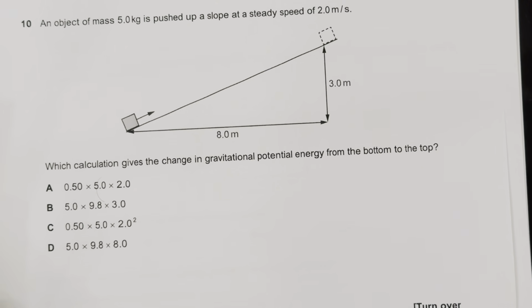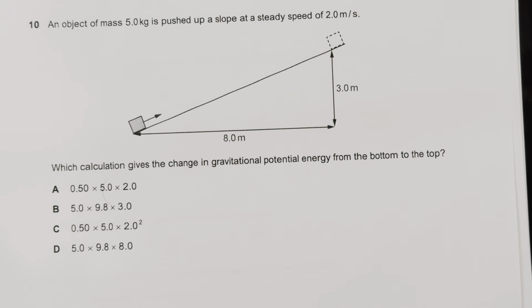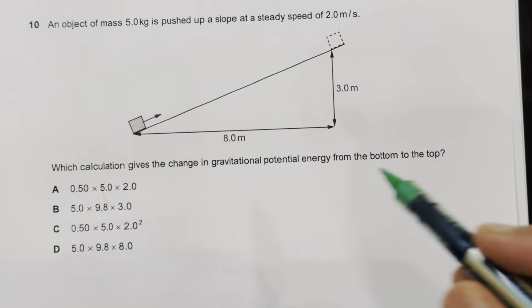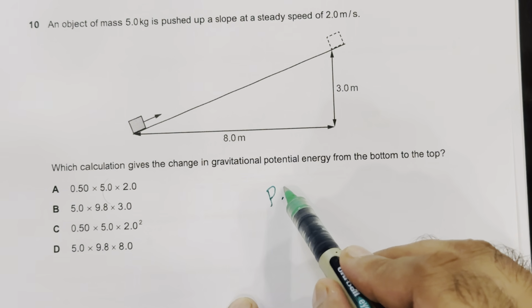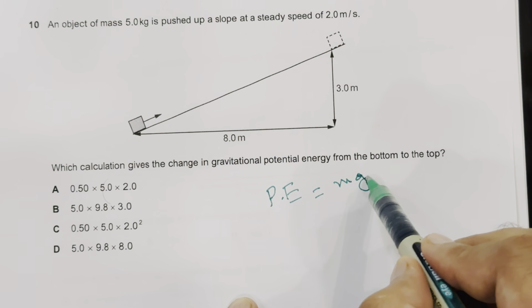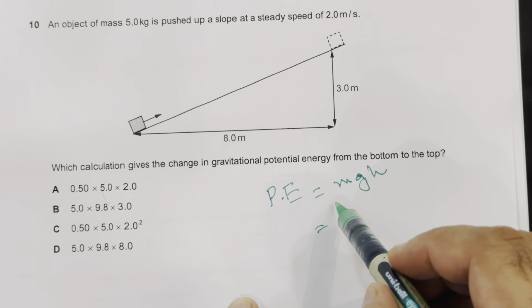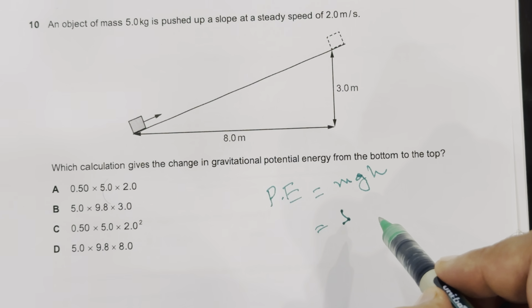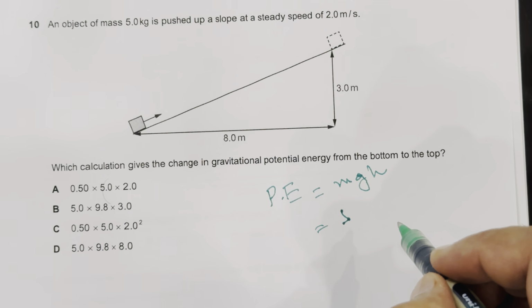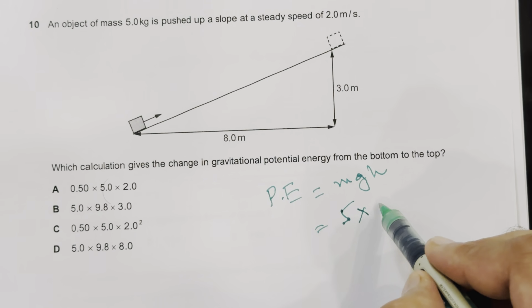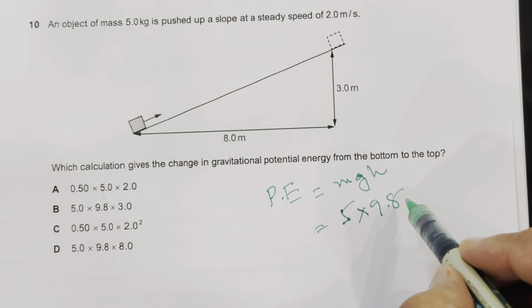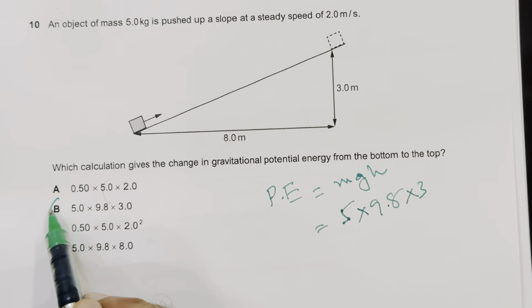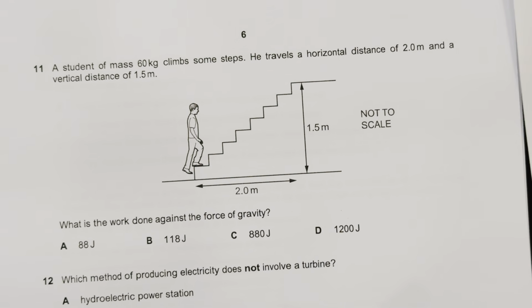An object of mass 5 kg is pushed up a slope at a steady speed of 2 meter per second, and which calculation gives the change in the gravitational potential energy from the bottom to the top? So the formula for the potential energy, we know that this is mgh, and the value of mass is given, that is 5, and the value of gravity is 9.8, and the value of height is 3. So option number B is carrying these three values: 5 multiplied by 9.8 and multiplied by 3. Moving to question number 11.